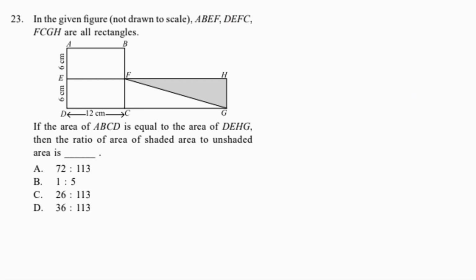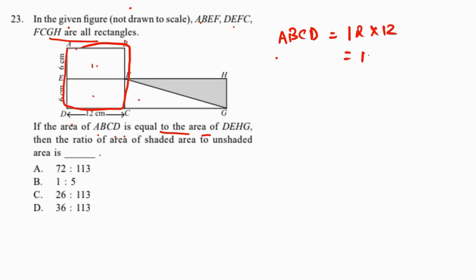Question number 23. In the given figure, not drawn to scale, ABEF, DEFC, FCGH are all rectangles. If the area of ABCD, which is a square of side 12 centimeters, is equal to the area of something. So first let's find out the area of ABCD. The area of ABCD should be side into side, which is 12 into 12, 144 centimeters square.